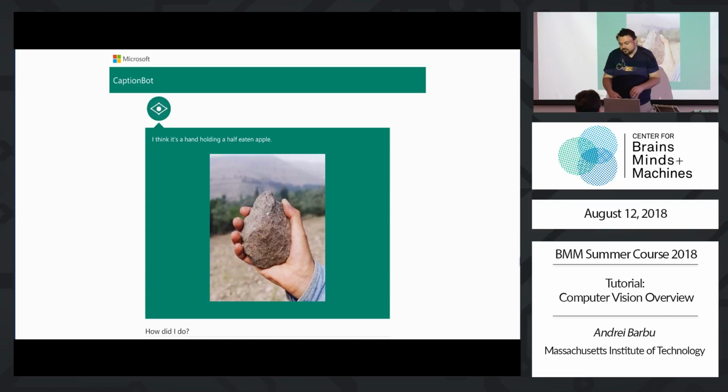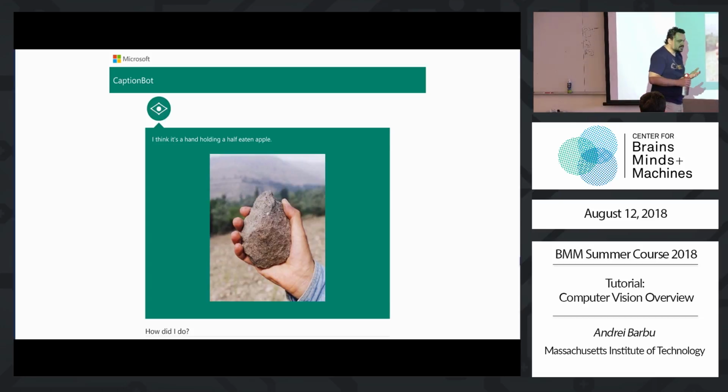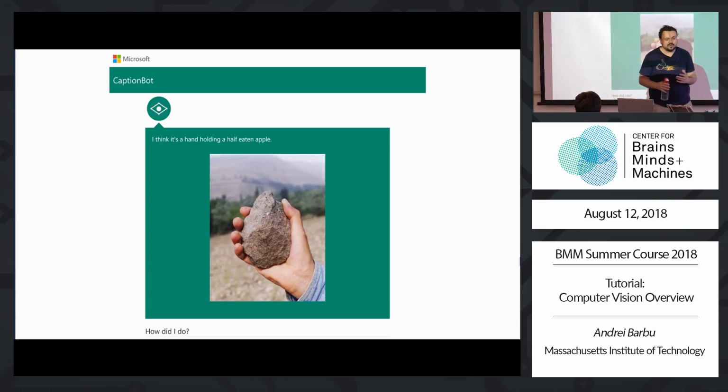And actually, if you put this into CaptionBot, I have not tried CaptionBot from this year, but this is CaptionBot from 2017. It's a hand holding half an eaten apple. Things like stones, again, don't have well-defined object shapes. They don't have well-defined boundaries, so you often get absurd answers like this in computer vision.